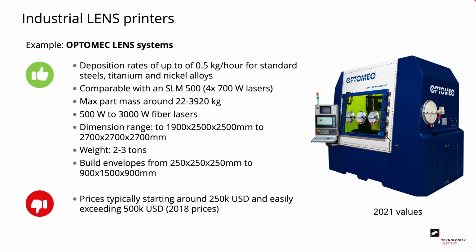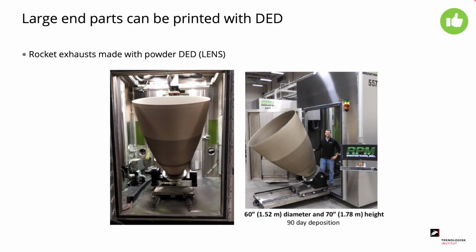The dimension and weight of a LENS printer system is comparable to that of an SLM 500 system, but you can build larger parts. One of the downsides is that the industrial LENS printers are typically expensive, with prices starting around $250K US. Another benefit is that we can build large end parts using DED. One example we see here below, where we have a rocket exhaust being made using the LENS process.